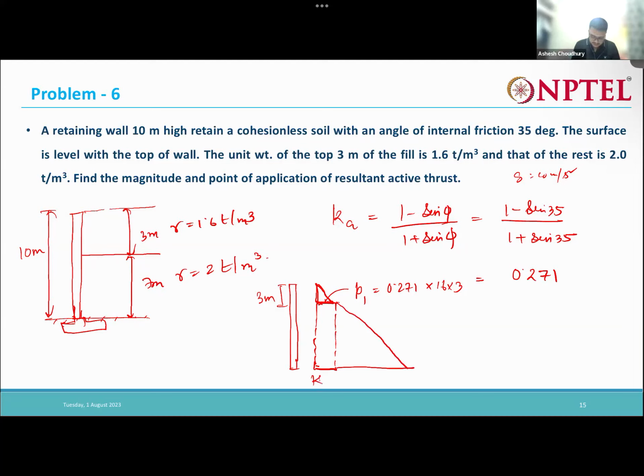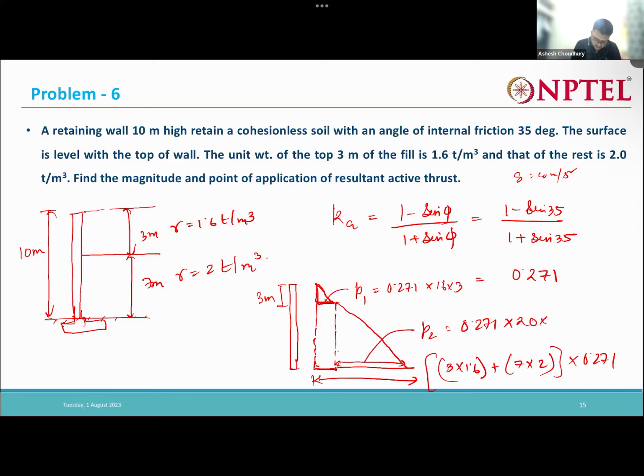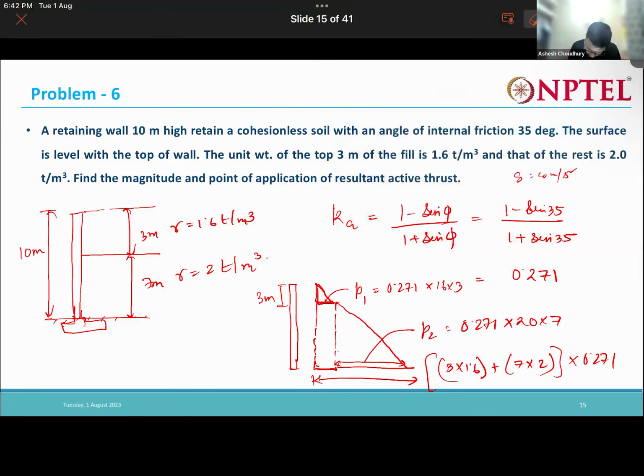Okay. And what will this be? Nothing but 3 into 1.6 plus 7 into 2, into 0.271, right? And what is just this part? It is nothing but 0.271 into 20 into 7. Okay. Sorry, let me just correct it.